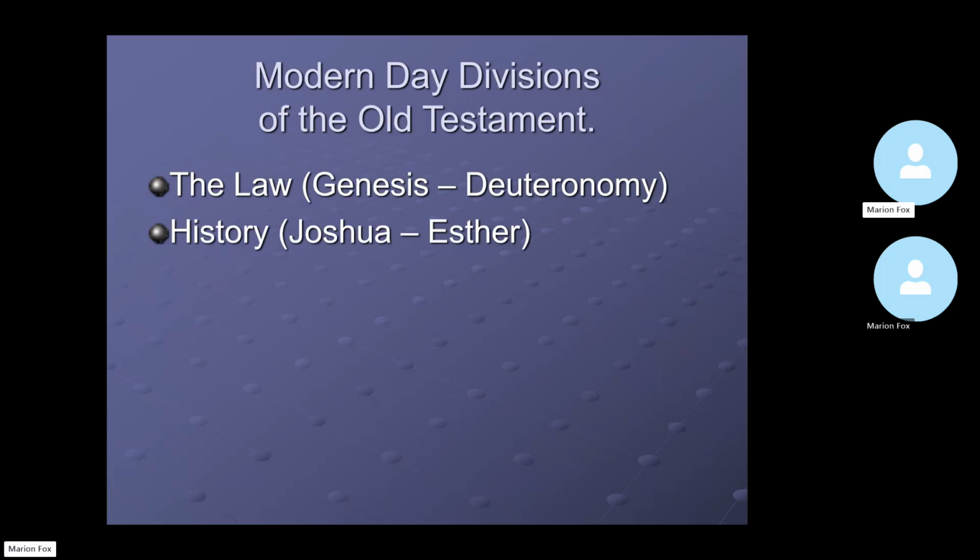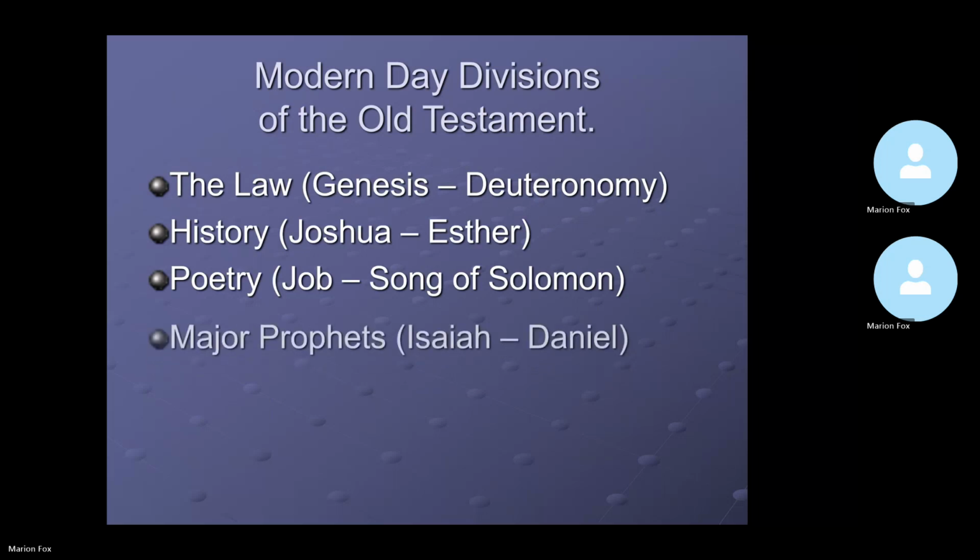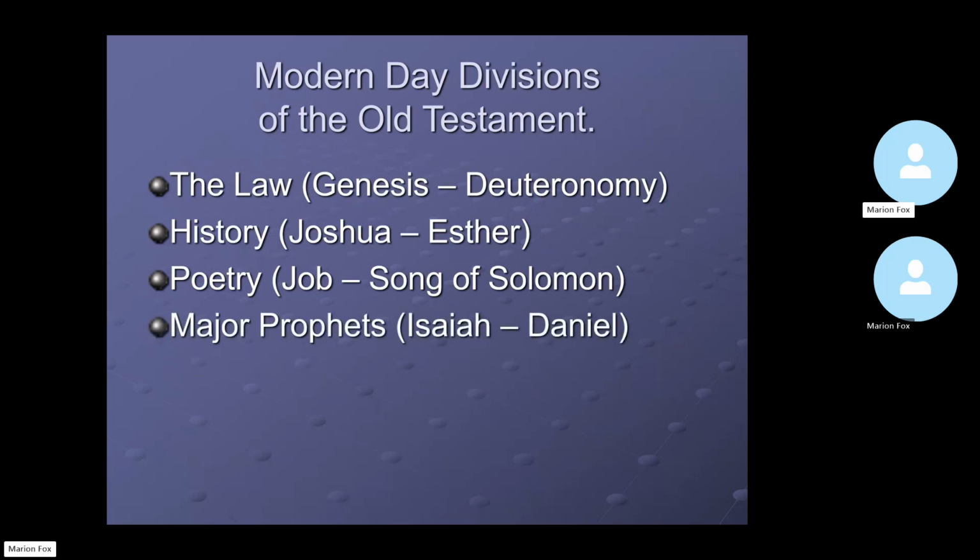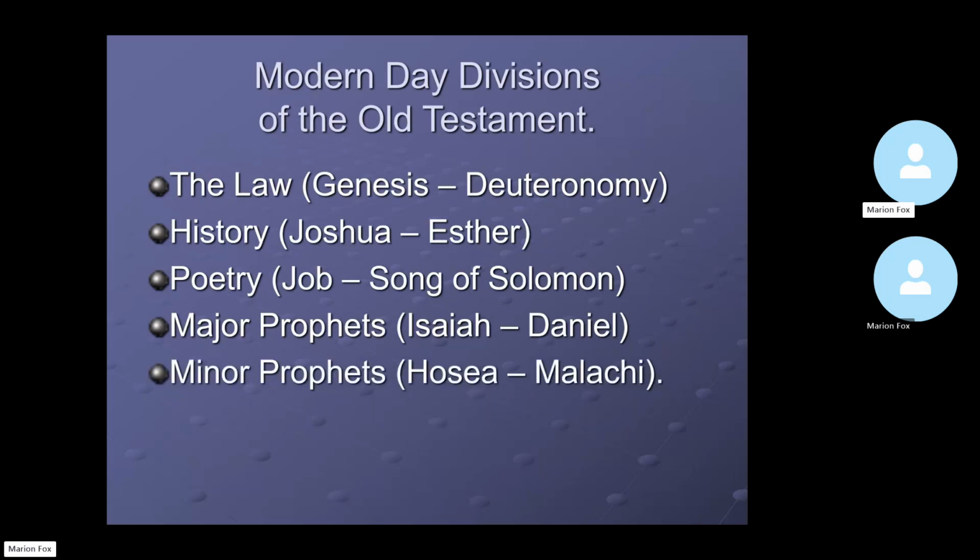And that we listed as law and history, and that would be Joshua through Esther, history. And in the books of poetry, and that would be Job through Song of Solomon. Then we categorized it as the major prophets, Isaiah through Daniel, and the minor prophets, Hosea through Malachi. Now, the difference between the major and the minor prophets is just the length of their books. And so that's how I learned the 5 divisions of the Old Testament: law, history, poetry, major and minor prophets.